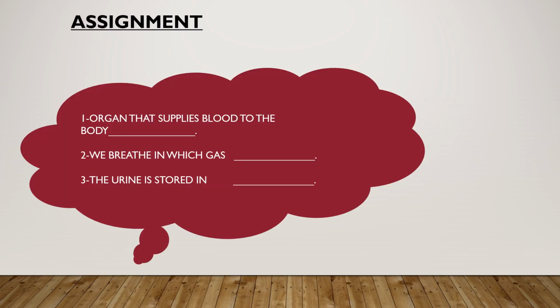Now I have some questions for you. These are one-word answers. The first one is organ that supplies blood to the body. Second, we breathe in which gas? Third, the urine is stored in.